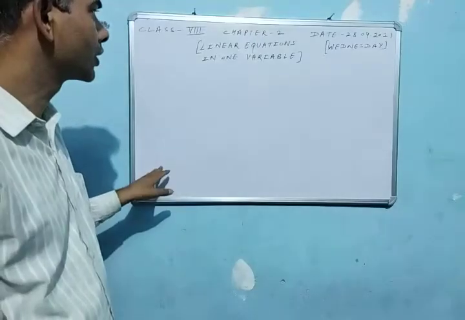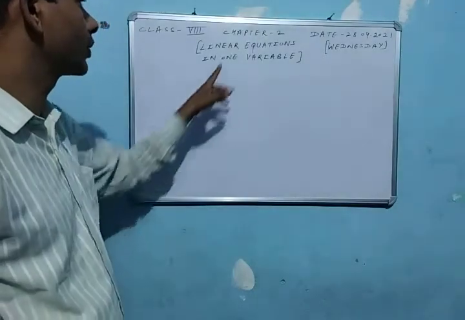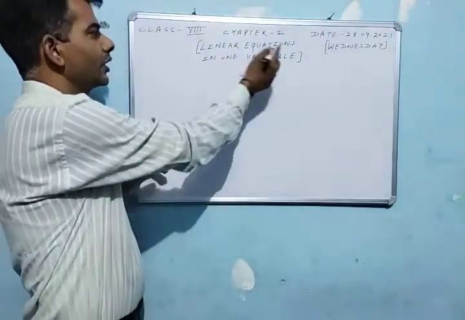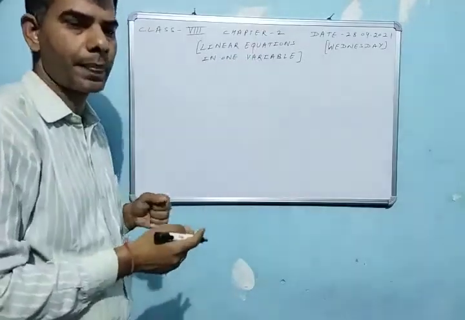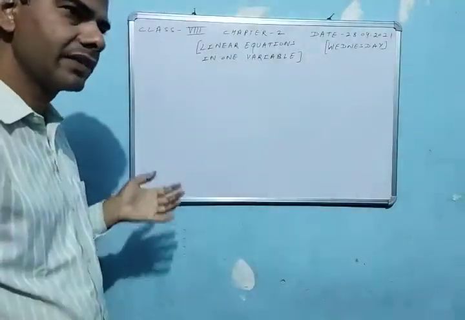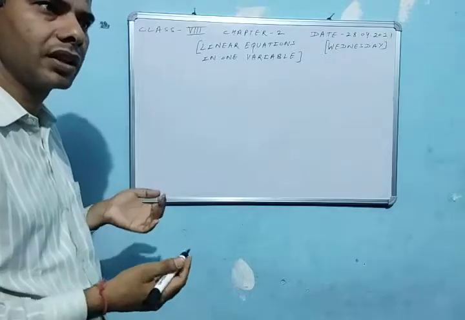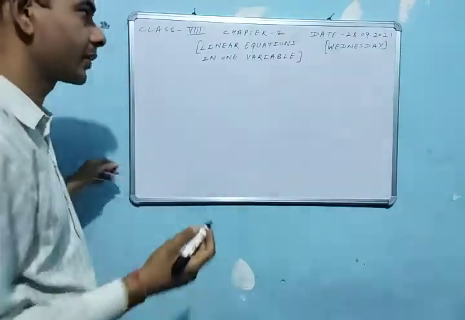Students, today we start chapter number 2, linear equations in one variable. Students, in 7th class, we have already studied about algebraic expressions.